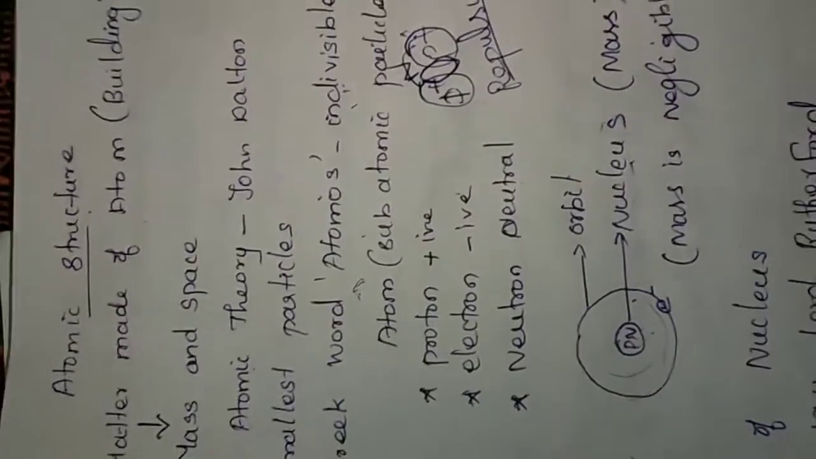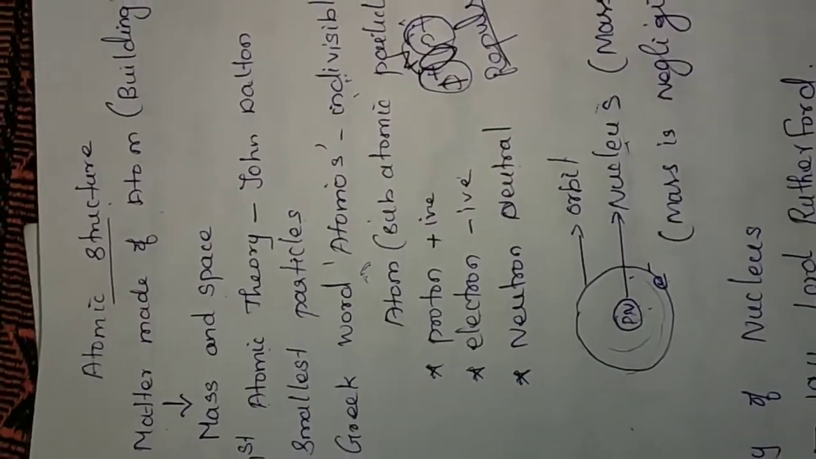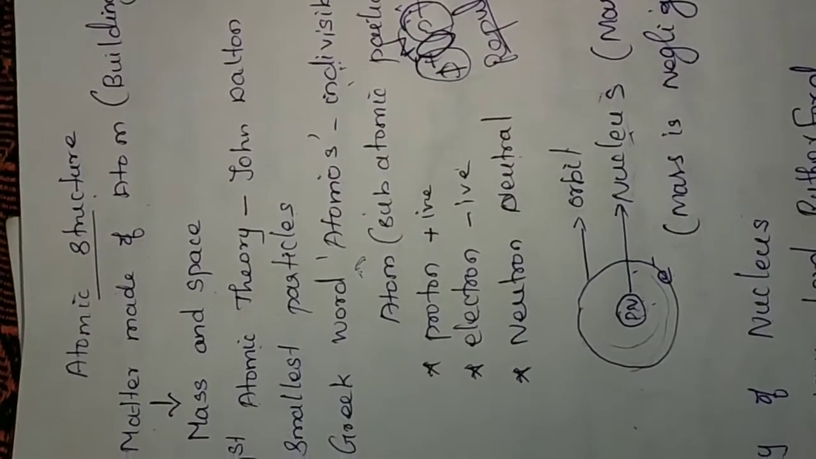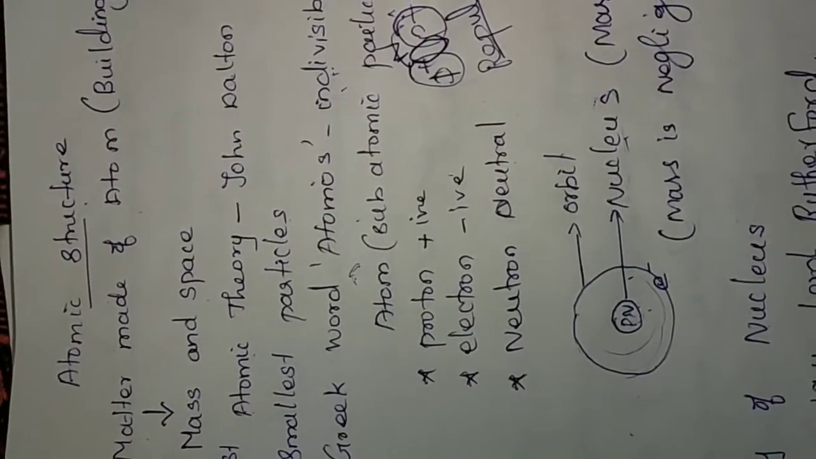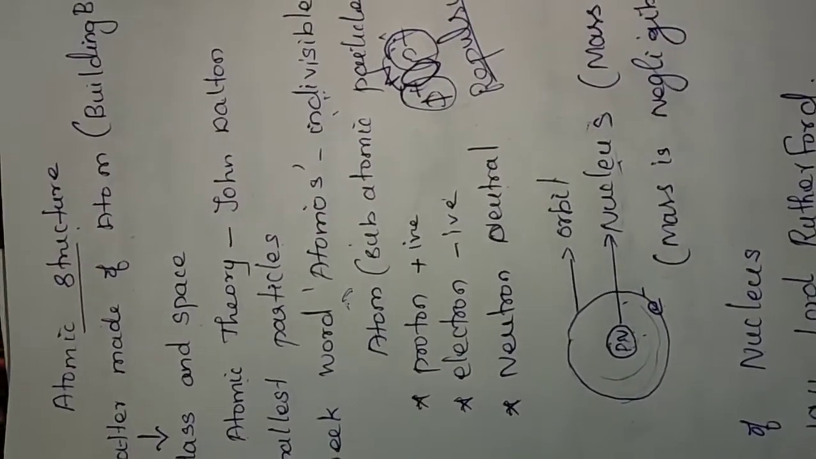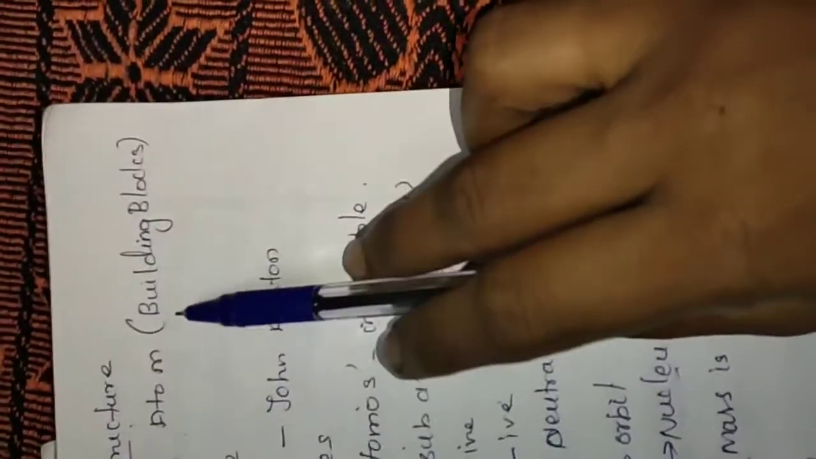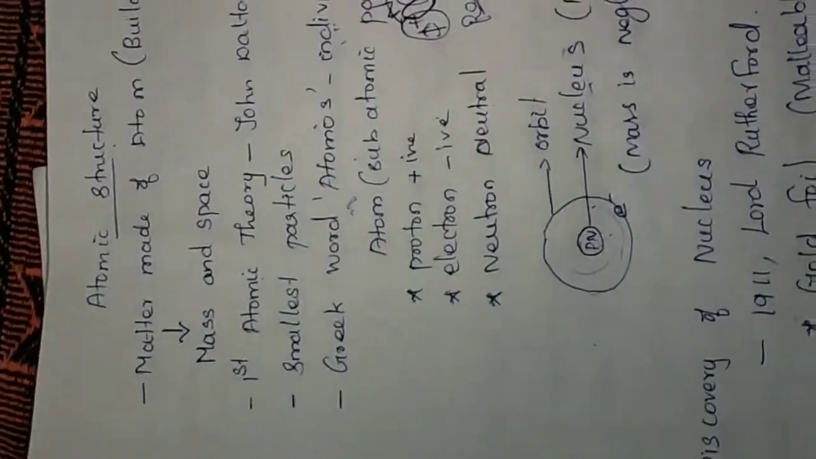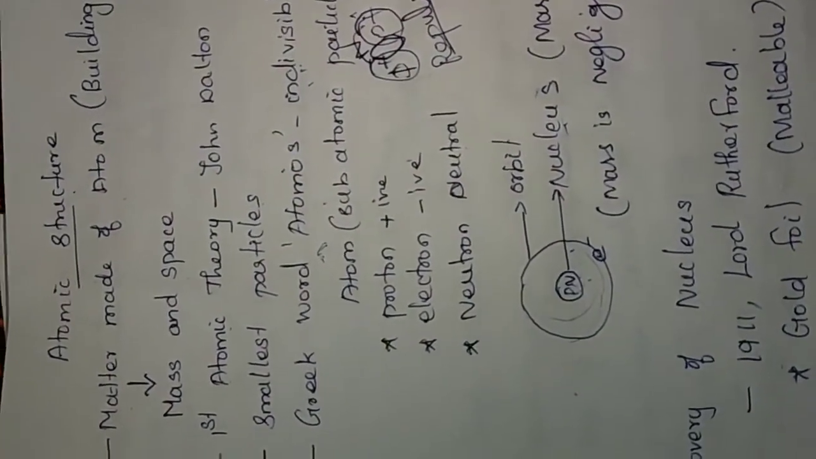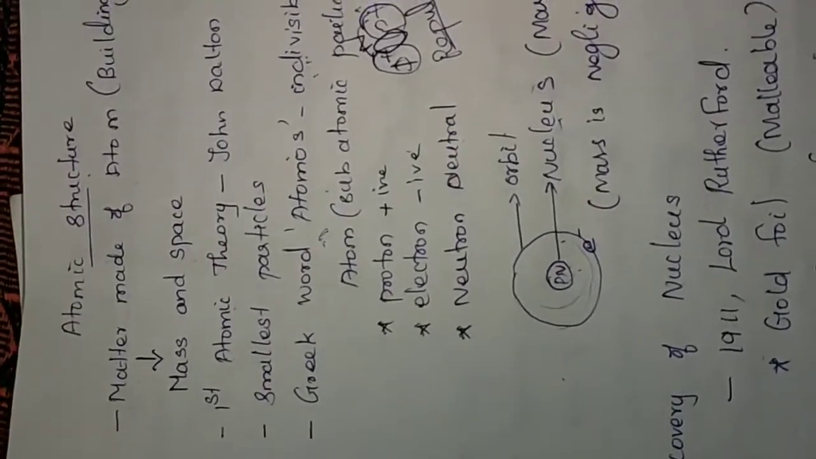And these matters are made up of atoms. All the substance present in the universe is made up of the smallest particle called as what? Atom. Hence we can say that atoms are the building blocks of matter. Matter is made up of the smallest particle called as what?